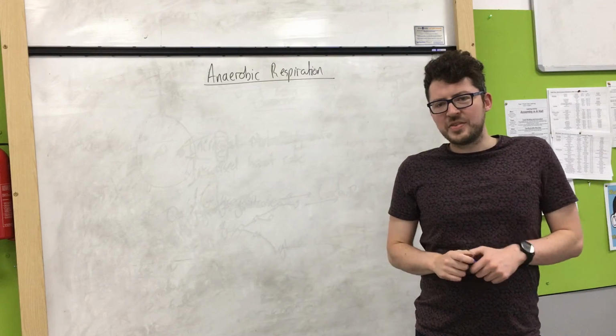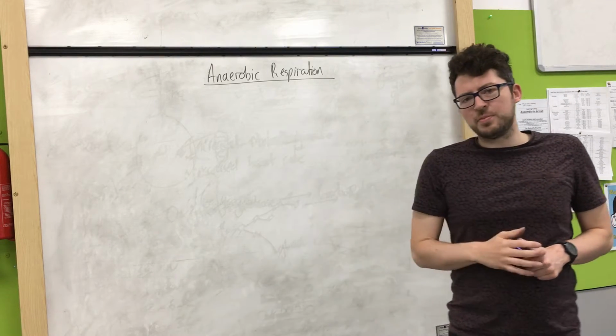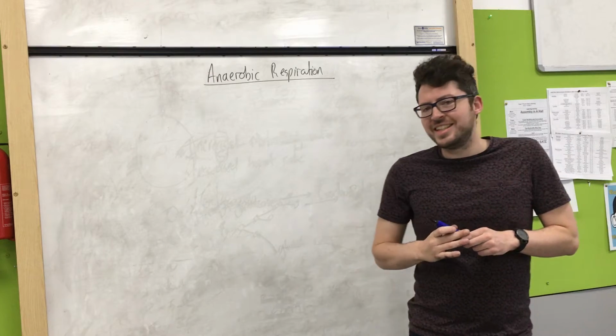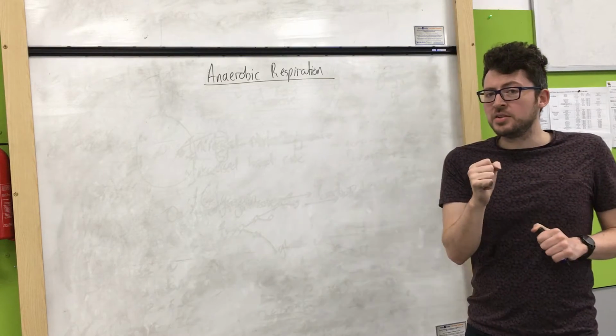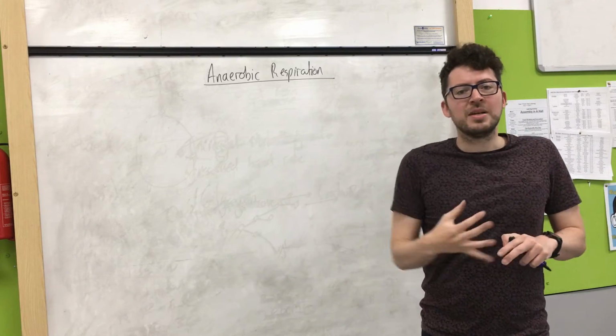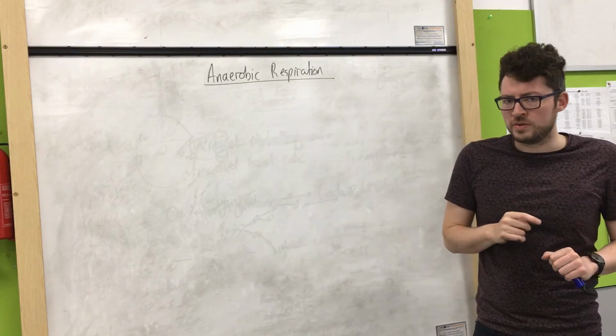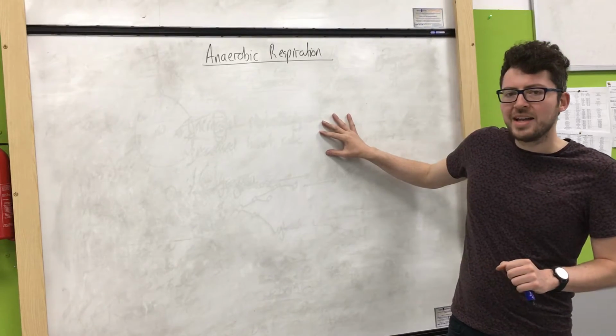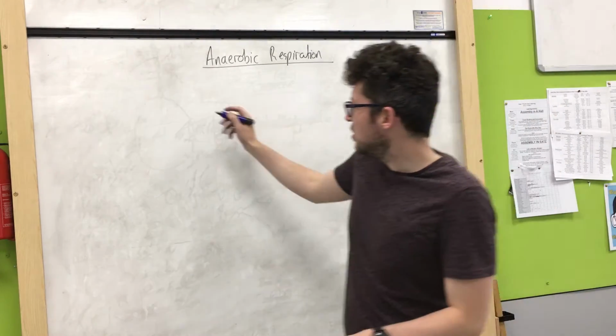Hello! In this video I'm going to be explaining anaerobic respiration and oxygen debt. Now, as I explained in my other videos, aerobic respiration involves oxygen. Anaerobic respiration means that oxygen is not involved. Okay? So the equation for anaerobic respiration will be glucose.